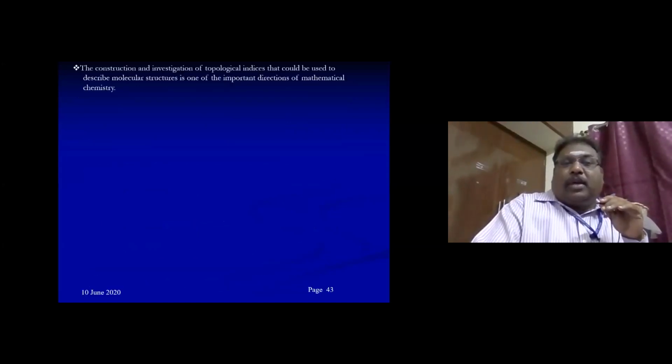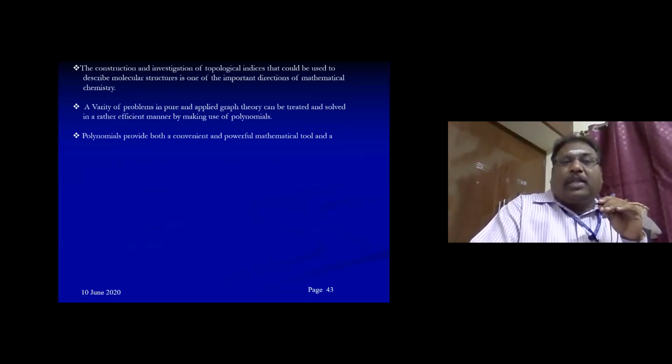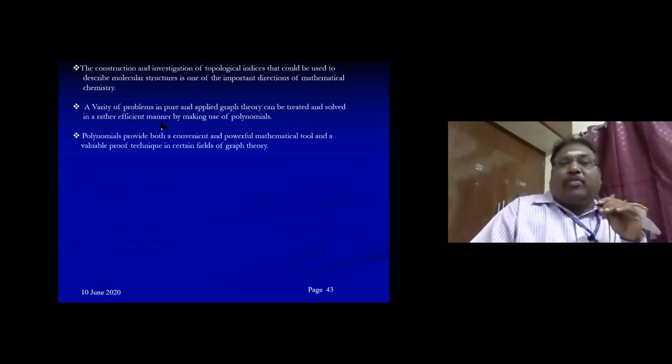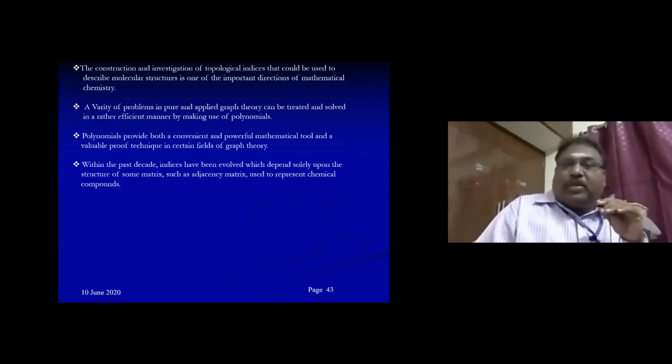So the construction and investigation of the topological indices that could be used to describe molecular structure. So what is a topological index? An index is a number, something we are going to find. The number is most important today. Everybody has a number now.